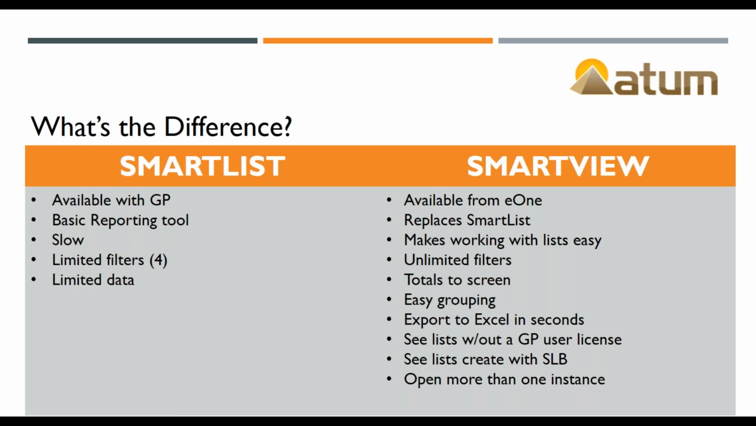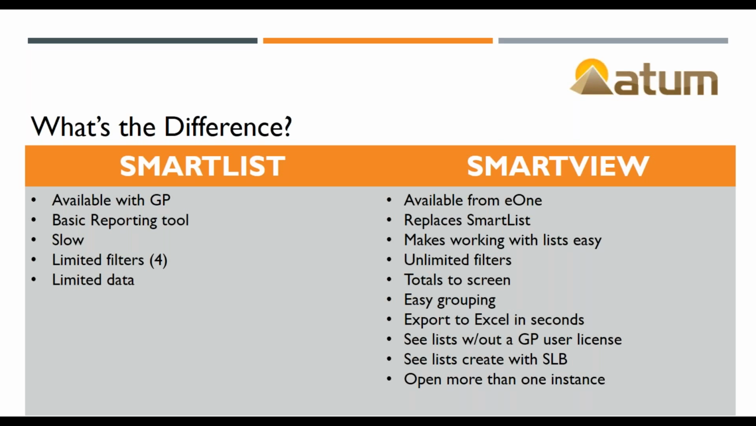Awesome. Thank you, John. I'm going to expand a little bit more on what John said. As John mentioned earlier, eOne was released as an alternative to SmartList. Essentially, both of these tools are used to create custom reports within GP. The key difference, at least for me, is that I started a few weeks ago, and picking up SmartList is a little bit harder, but with SmartView, it was so much easier just because it's more user-friendly. You can do a lot more.